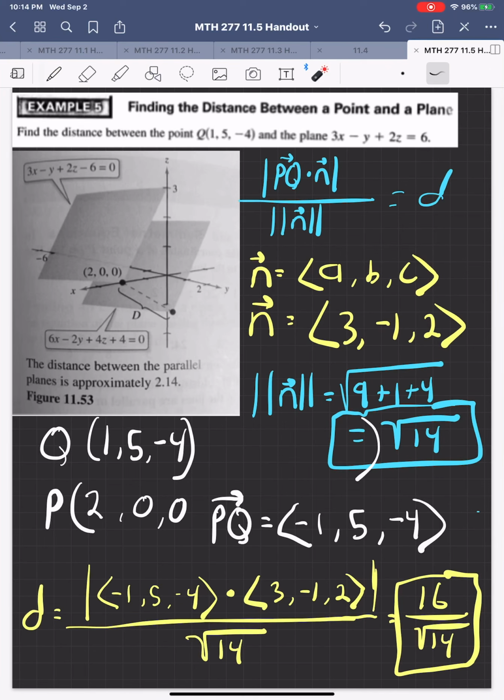All right, so what's the distance between that point and that plane? There it is. I know that's roughly 4.28. All right, but this is not engineering class. It's not physics class. We don't want roughly. We want the exact distance. So leave it as 16 over the square root of 14. Nothing else to do.